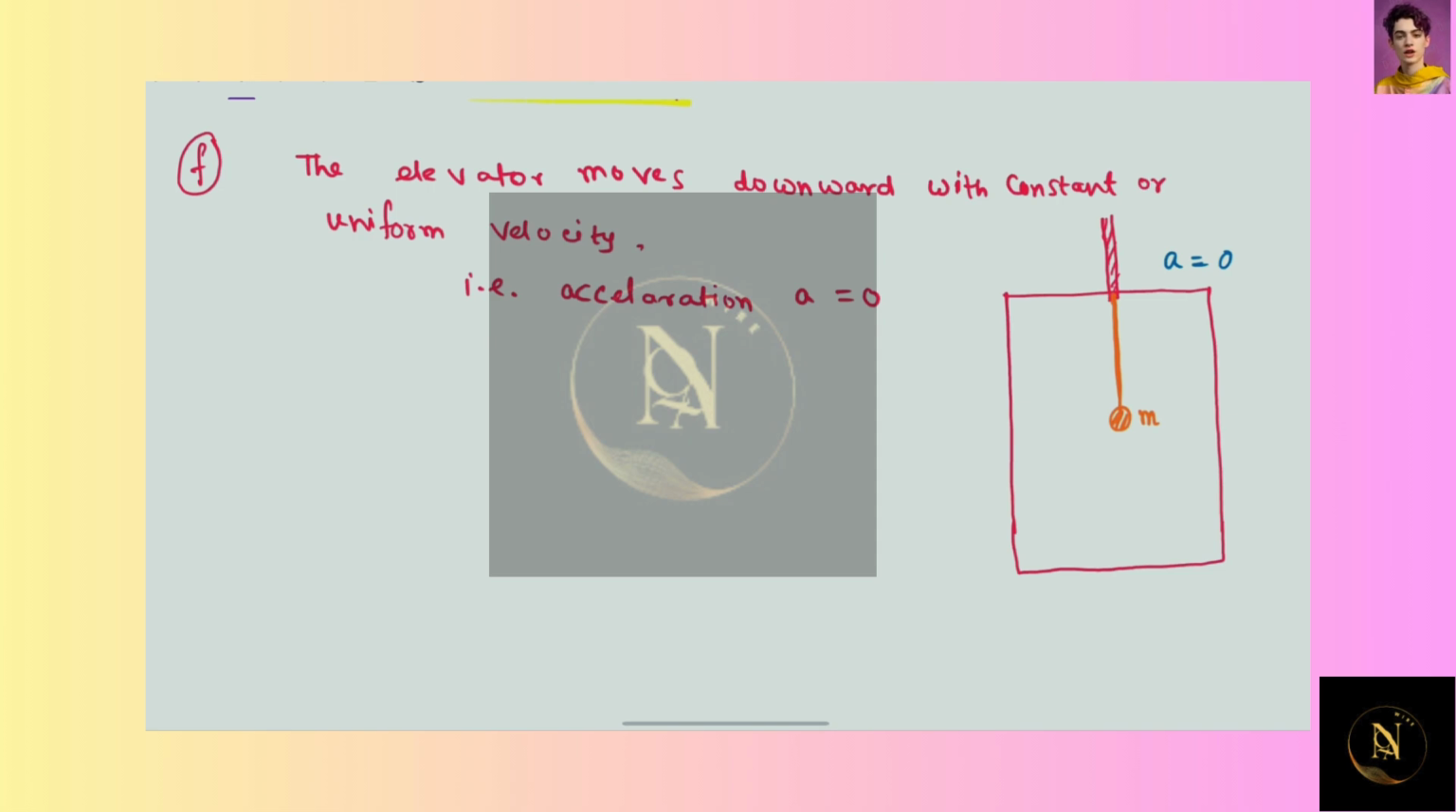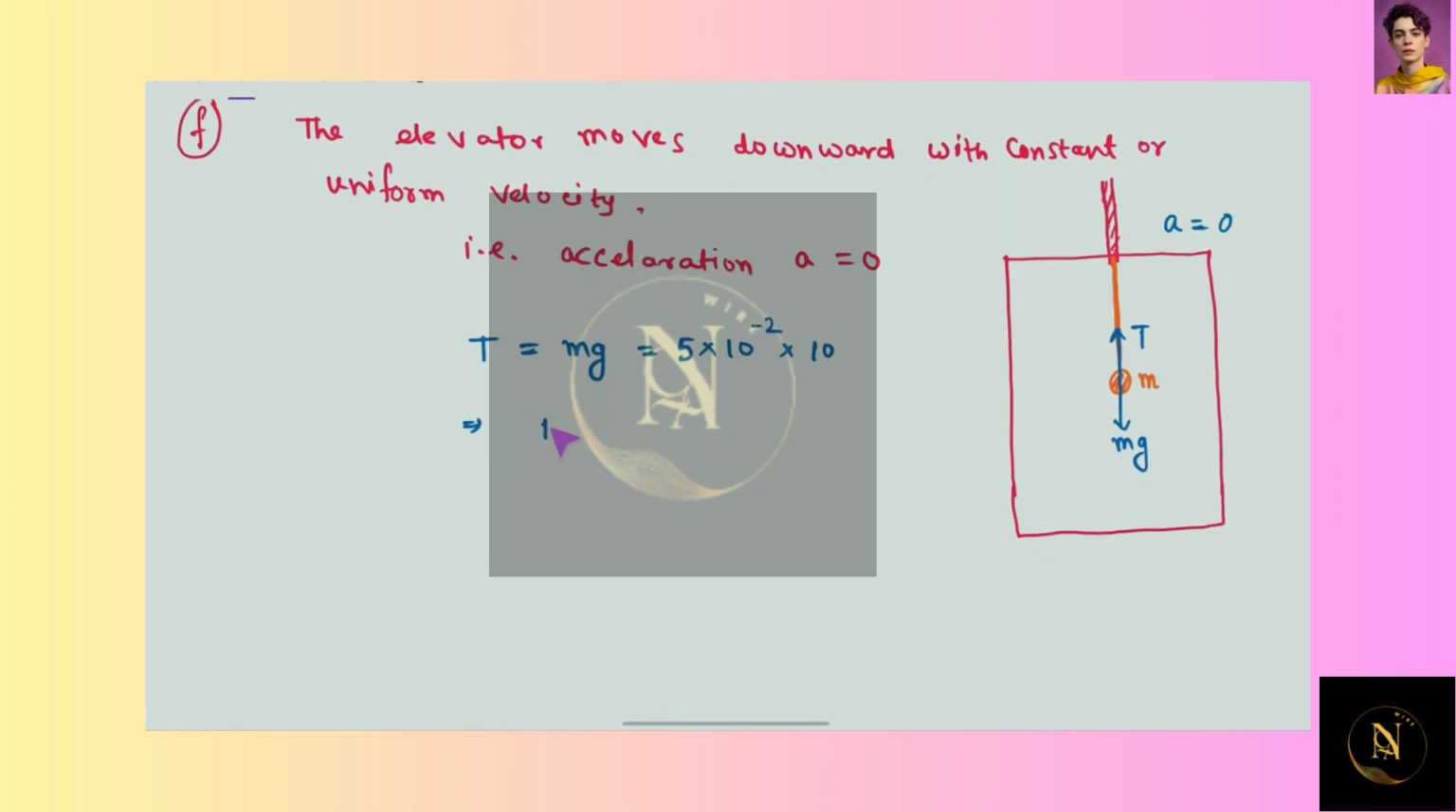In this case, as the lift is not having any acceleration, the only forces that are going to act on this bob are the weight of the bob downward and the tension force upward. And again for the equilibrium of the bob I can write that the tension force has to be balanced by mg. So m is 5 into 10 power minus 2 and g is 10. So this is going to give T equals 0.5 Newton. So in this case the tension force on the string is again going to be 0.5 Newton. So this is the answer for this question.